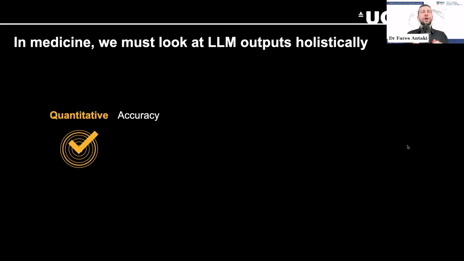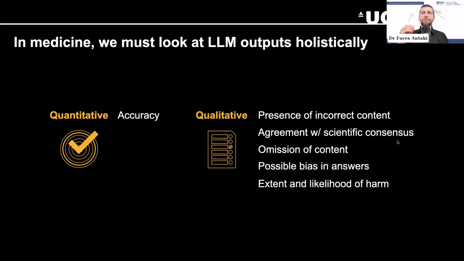In medicine, when we talk about LLMs, we need to evaluate the responses of LLMs in a holistic manner. So beyond just simple accuracy, is the answer good or not good? Does it do well on multiple choice exams? What is the numeric performance? We must also look at things like the presence of incorrect information, the agreement with scientific consensus, the omission of content, the extent and likelihood of harm, and the possibility of bias.